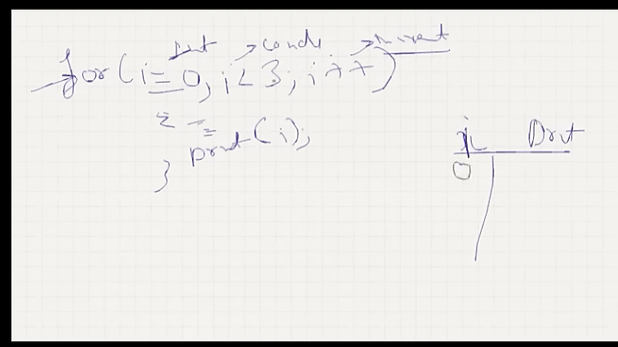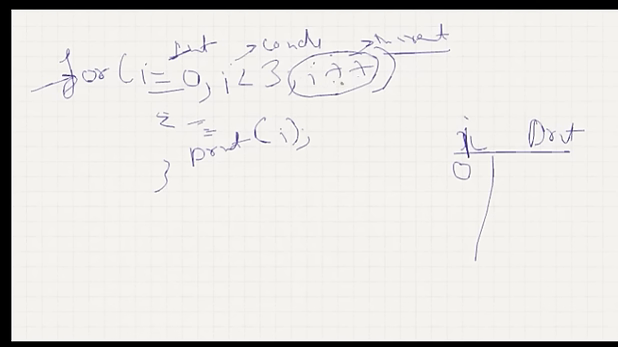Is 0 less than 3? Yes, it's less than 3. So it will go. Now again, this is something that people get confused about. At this point, i plus plus basically means i equals i plus 1, incrementing the value of i by 1. It's C plus plus, C sharp, C syntax. You might have different syntax in different languages.